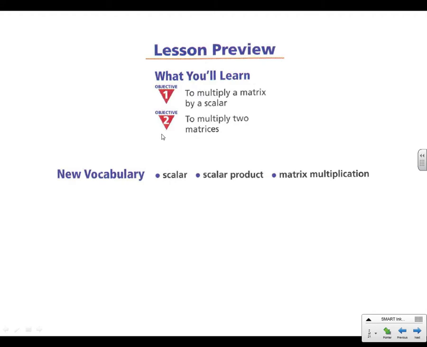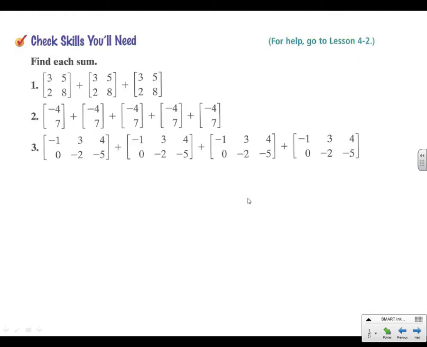Alright, so there's two different types of matrix multiplication. There's scalar multiplication, and then there's multiplying two different matrices together. Alright, so three different phrases here. Scalar, scalar product, matrix multiplication. So be on the lookout for those three as we go through.